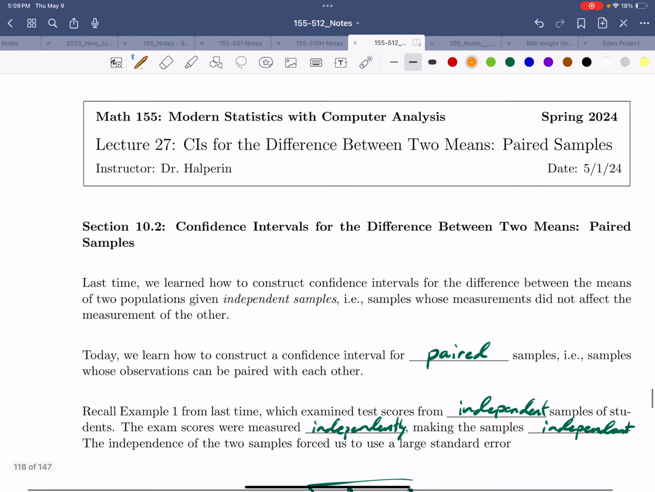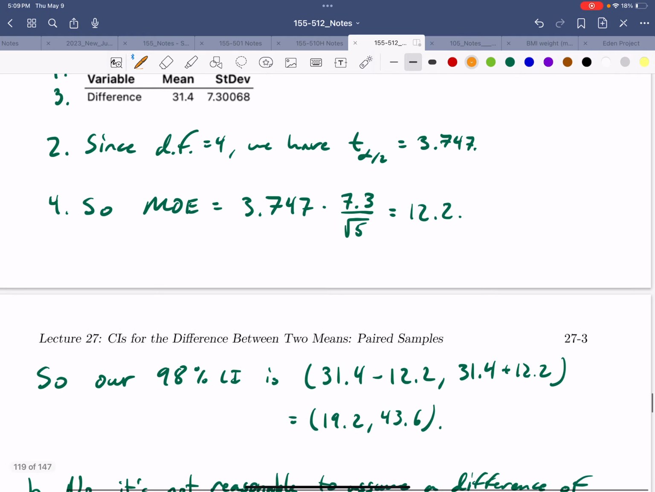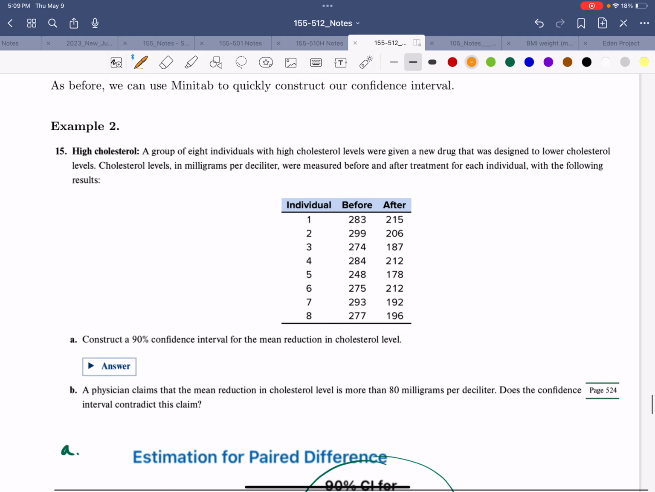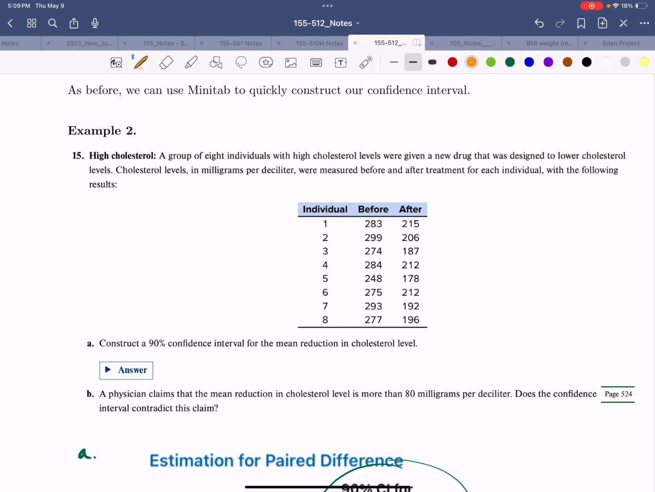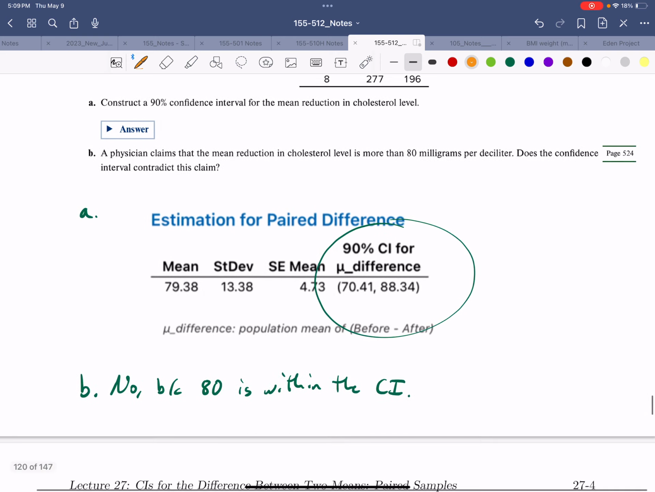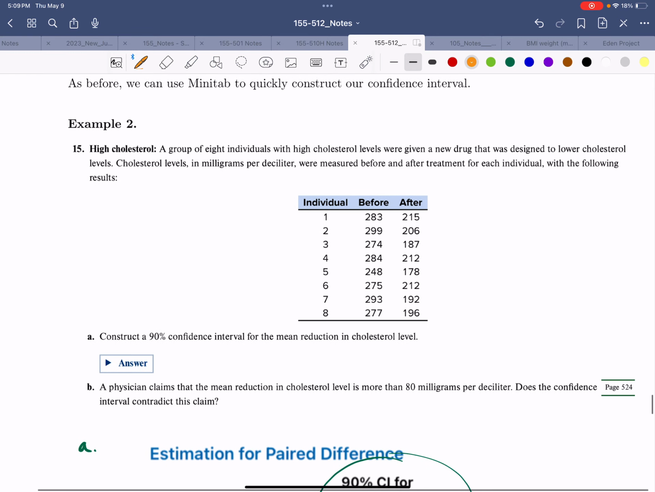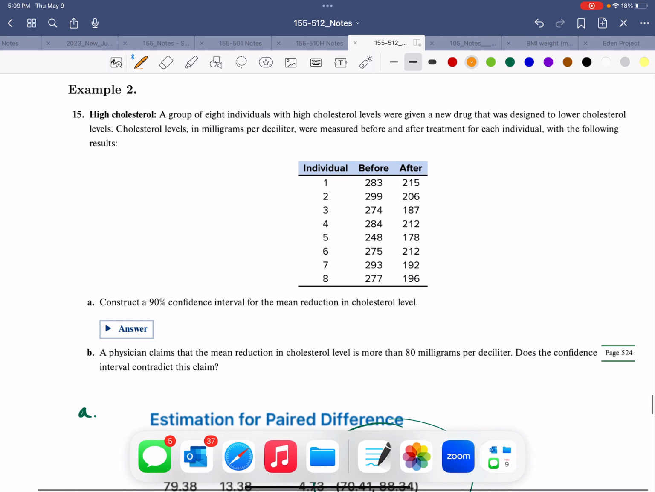Now, how do we do it for paired data? Well, for paired data, it's a very similar process with one exception. Here we have high cholesterol. Again, we did this in class. Small sample sizes, assess for normality. Kind of skip that here, but anyway, 90% confidence interval.